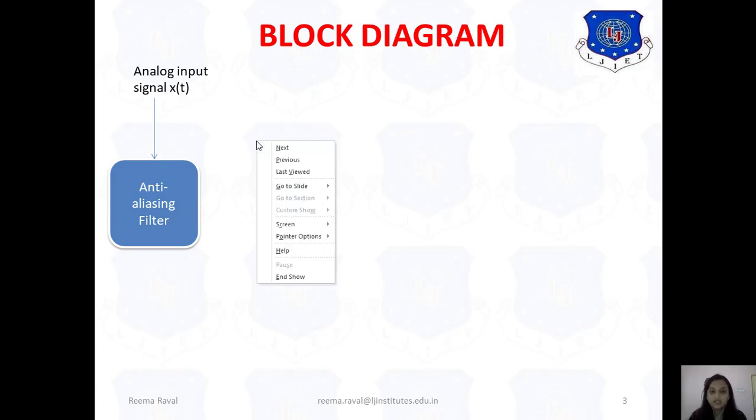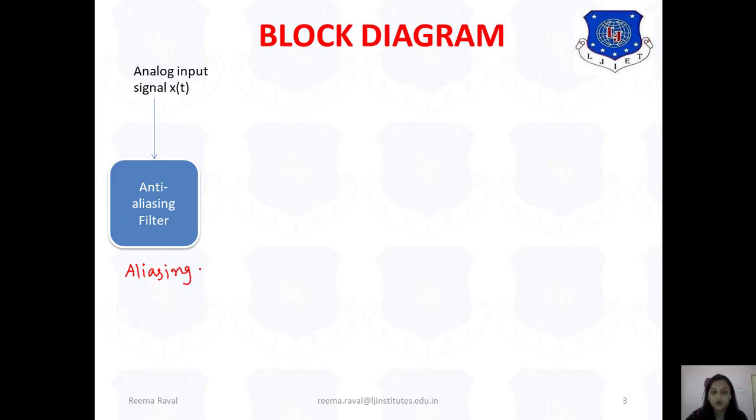So what is anti-aliasing? To understand that, we need to understand what the aliasing effect is, right? Aliasing is also called a fold over error, right? That means aliasing or fold over error. What is this and why does it occur?